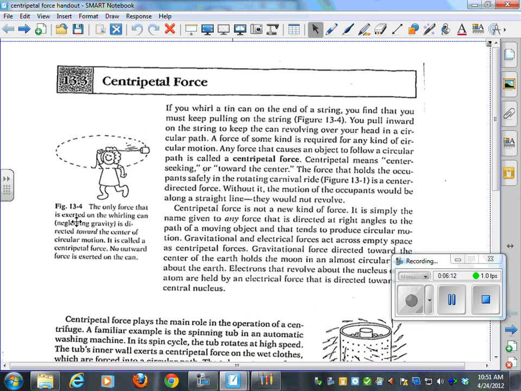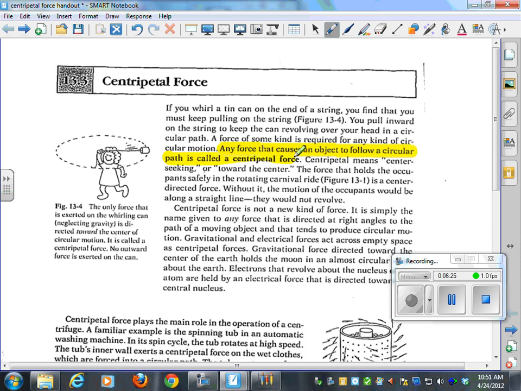Any force that causes an object to follow a circular path is called a centripetal force. Let's just highlight that. Any force that causes an object to follow a circular path is called a centripetal force. And centripetal means center seeking, or toward the center.